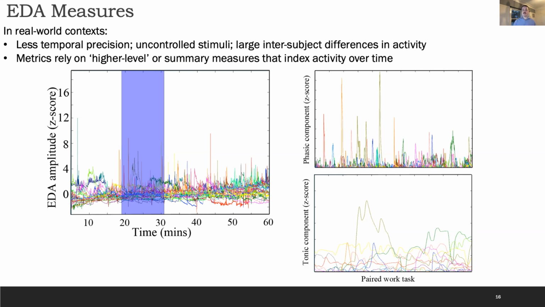work task. And we've broken this down into those sharp responses at the top, the phasic component. You can see they're all very short-lived peaking activity. And down the bottom is their more background tonic activity. That's the slower changes that you can almost think of as reflecting their general alertness, their general arousal, whereas that phasic component is really their reactivity to the environment.